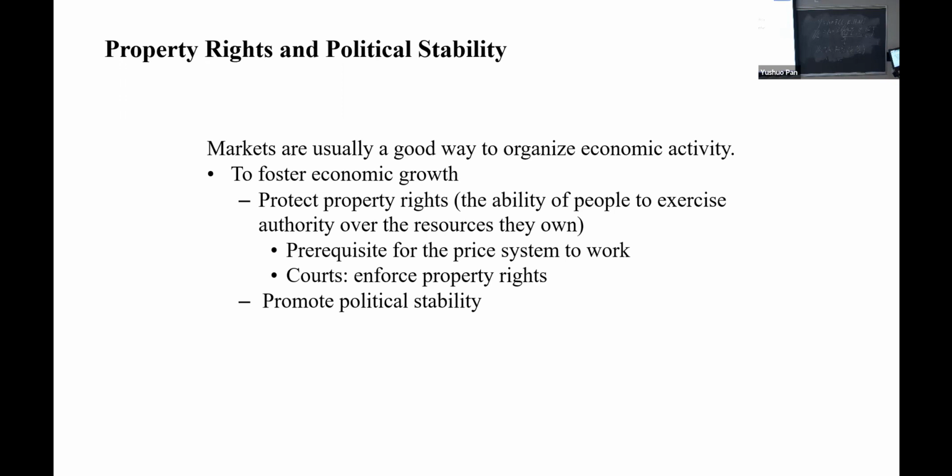Such as, if I invent something, I should be able to protect my patent. In that case, I'm going to invent more stuff and improve the technological advance in this country, right? If I invent something and other people could steal it really easily, which means I have no incentive to invent any new things further. So in that case, that will decrease the productivity within this country. So what government needs to do is to protect the property rights. It is a prerequisite for the price system to work, and the courts enforce property rights.